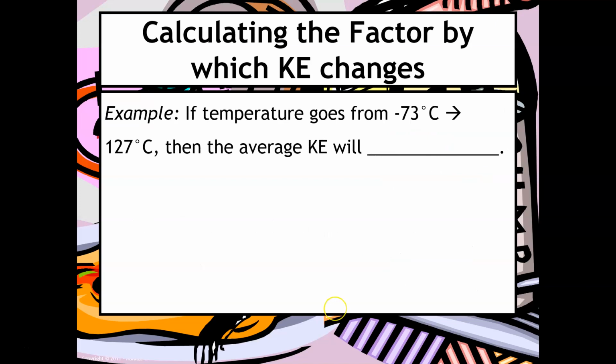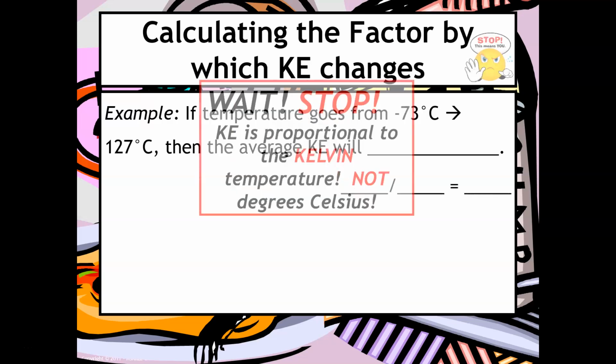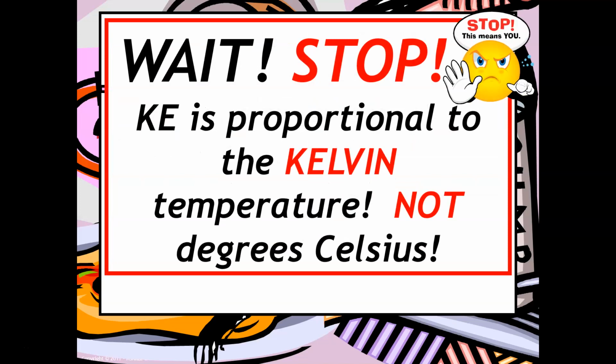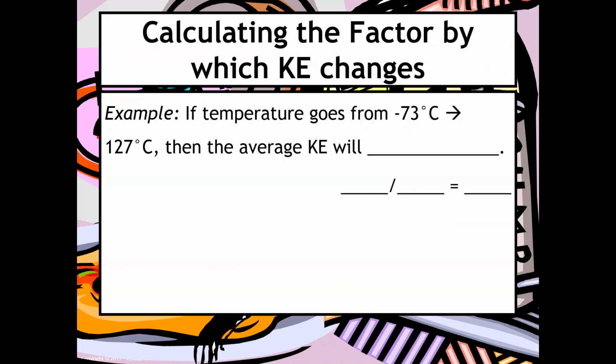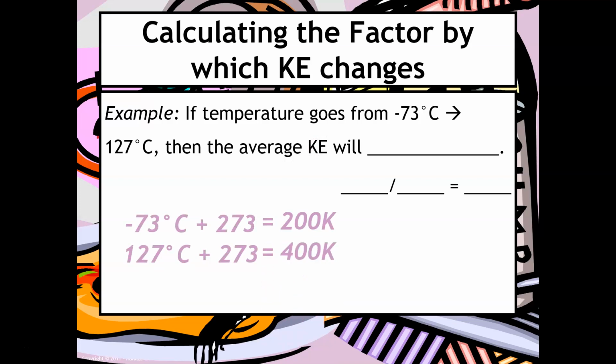Here's another one. If temperature goes from negative 73 degrees Celsius to 127 degrees Celsius, then the average kinetic energy will, be careful here, kinetic energy is proportional to the Kelvin temperature, not degrees Celsius. So that means you need to convert both of these temperatures into Kelvin. You can see this is a similar example from before. It'll double, and again 400 over 200 will give you 2.